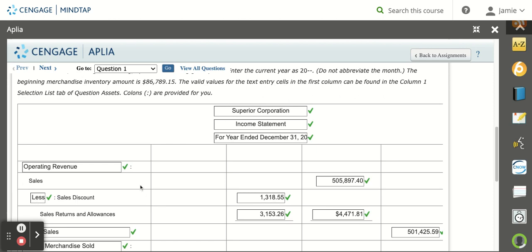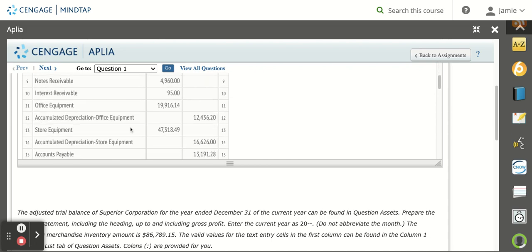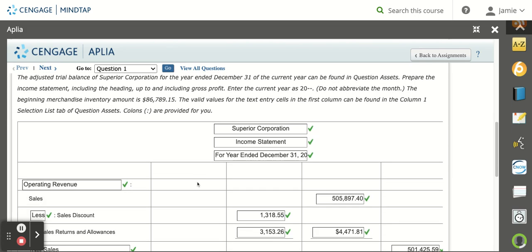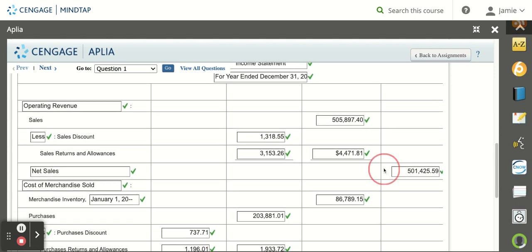Then we have our sales. So these numbers are all coming from our adjusted trial balance here. So we have our sales amount, $505,000, and you're completing this box, less sales discount and sales returns and allowances. So these numbers are coming directly from our adjusted trial balance. Our answer goes right here next to it, and we subtract that answer from our total sales to give us our net sales amount.